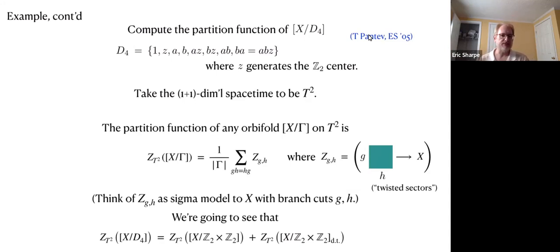Let's take, for simplicity, the two-dimensional spacetime to be a two torus. Then the partition function of any orbifold on a two torus has this universal form shown, where those Z_{G,H} are basically path integrals from two tori with branch cuts. The idea is, or if you prefer, we could think about these as path integrals over maps from squares into the target, where the two vertical sides are related by G and the two horizontal sides are related by H. And then the condition that G and H have to commute with one another corresponds to the fact we want this to close into a square. If G and H don't commute, then the image of the lower left corner isn't one point. G and H have to commute for the upper right corner to be a single point. And then we're going to see that the partition functions add.